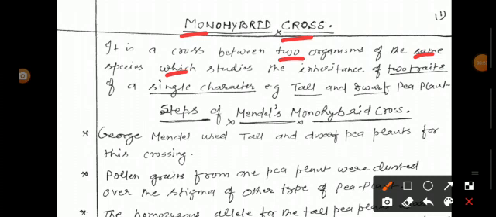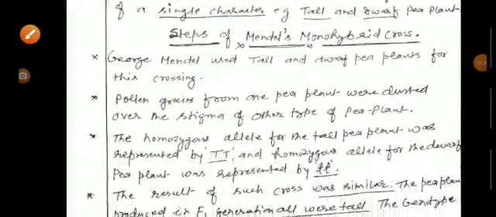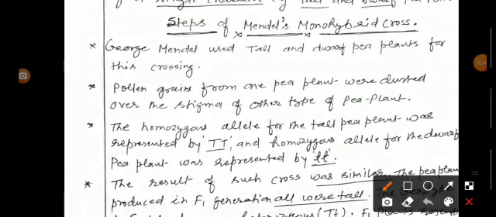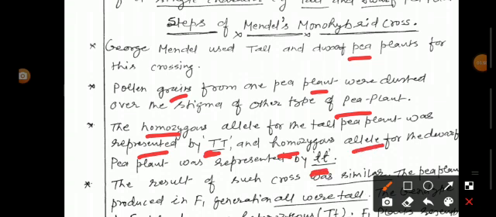Now, the steps of Mendel's monohybrid cross. Mendel chose the pea plant for his crossing. The height of such plants was tall and dwarf. Then he dusted the pollen grains from one pea plant upon the stigma of another pea plant. The homozygous allele for the tall pea plant was represented by him with the capital letter T, and the homozygous allele for the dwarf pea plant by a pair of small t.